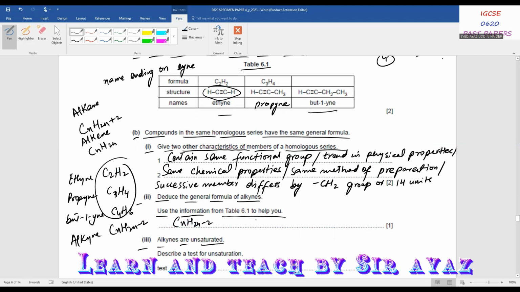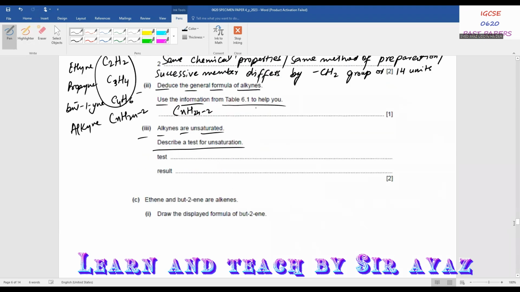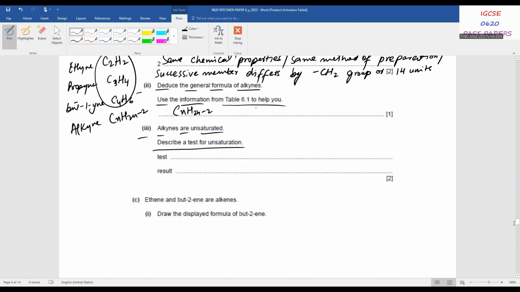Alkynes are unsaturated. Describe a test for unsaturation. You have only one test for unsaturated organic molecules: bromine water, aqueous bromine. It simply decolorizes.